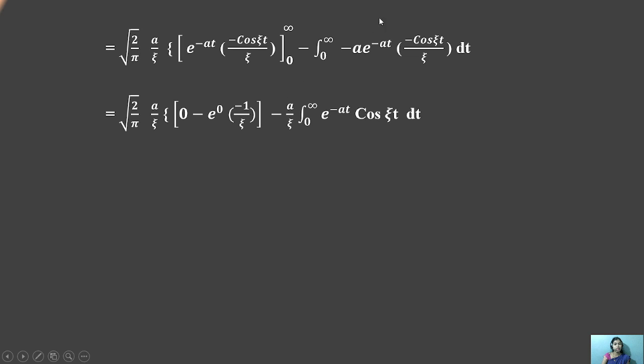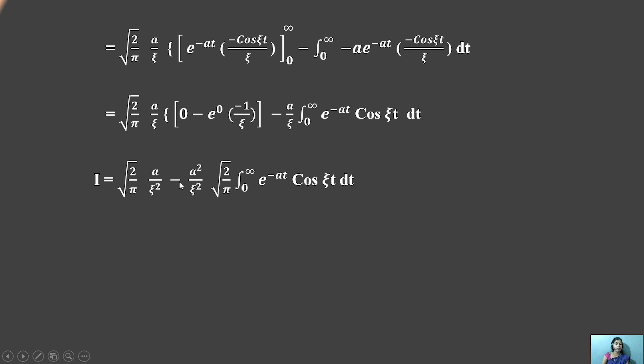Okay, solving the equation, minus minus gives a plus sign, but this minus remains a minus, hence we get minus a by xi, a common term, integration 0 to infinity e to the power minus at cos xi t dt. Then this will be multiplied by this term, giving square root of 2 by pi, a is a constant, and xi squared, minus minus gives a plus, and e to the power 0 is 1.